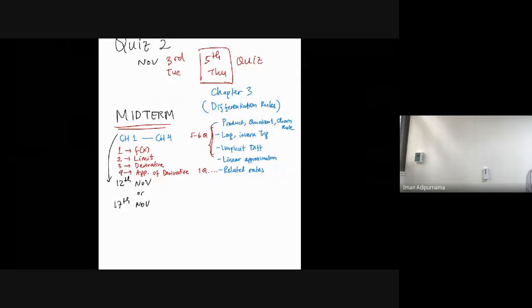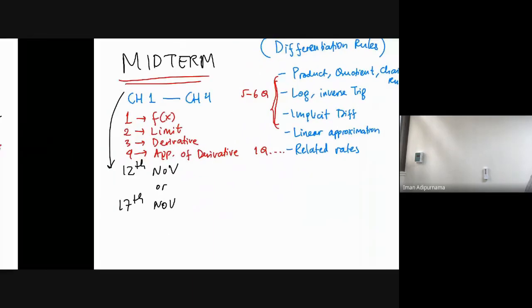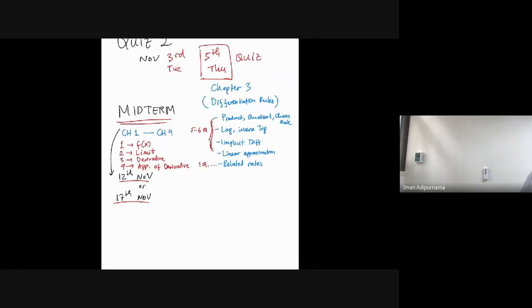Do you already have the schedule for your other courses' midterms? Like physics, when? 10 November. So 12 or 17 is not a problem. Or do you prefer 17? Can we decide now? When will you have a midterm? 17? Okay. So 17 will be Tuesday.